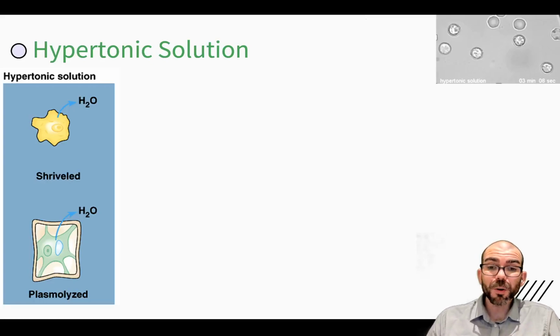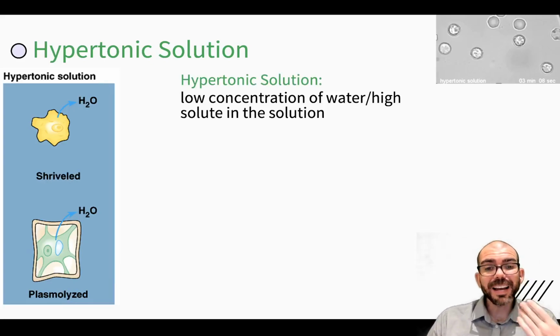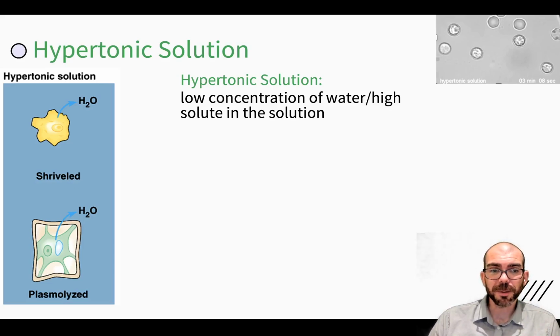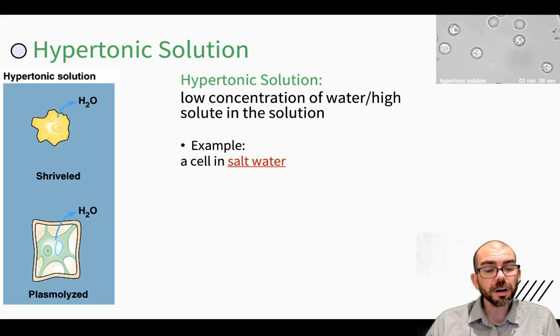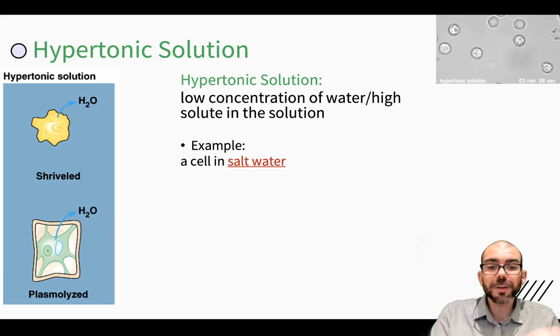Well, water's going to move out. In this kind of solution called a hypertonic solution, there is a low concentration of water but a high concentration of solute in the solution. Since there's a high concentration of solute in the solution, think of this like putting one of your cells in salt water. Osmosis is always going to move water from higher to lower. So since there's more in the cell, it'll move out.